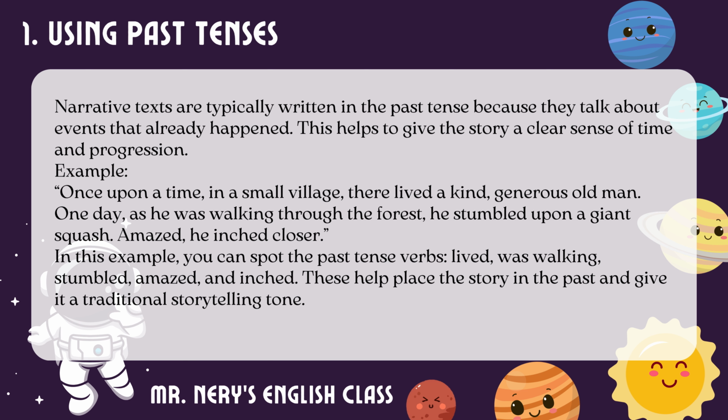Example. Once upon a time, in a small village, there lived a kind, generous old man. One day, as he was walking through the forest, he stumbled upon a giant squash. Amazed, he inched closer. In this example, you can spot the past tense verbs: lived, was walking, stumbled, amazed, and inched. These help place the story in the past and give it a traditional storytelling tone.